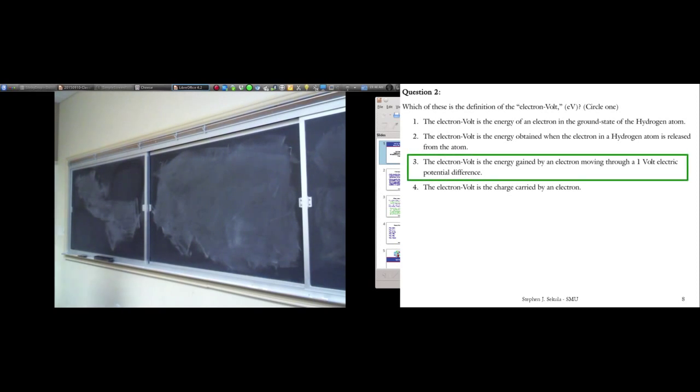Okay, it's number three. So if you have an electron, anything with an elementary charge, positive or negative, if it goes through an electric potential difference of 1 volt, it gains 1 electron volt of energy. It's actually not a bad little definition.